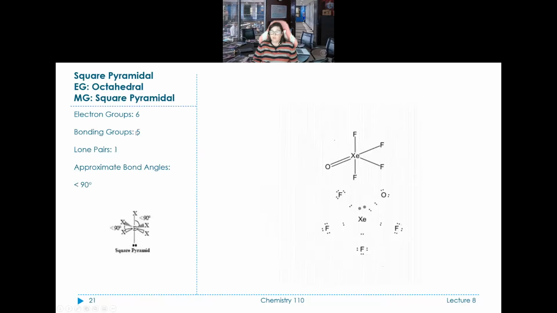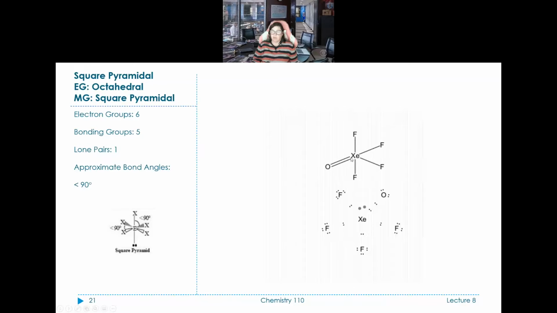If I take one of those bonding pairs off and make it a lone pair, then I have a structure that's called square pyramidal. Now, since it's 6 electron groups, it's still an octahedral electron geometry, but it's a square pyramidal molecular geometry. Okay? What happens is that one of the lone pairs goes into this plane. So we have 3 things in the plane, 1 above and 1 below. So XeOF4 is one of these particular things.